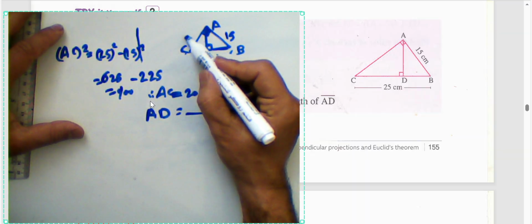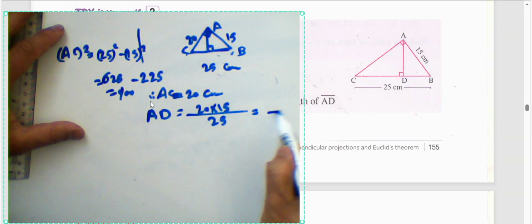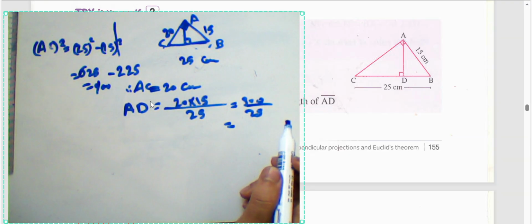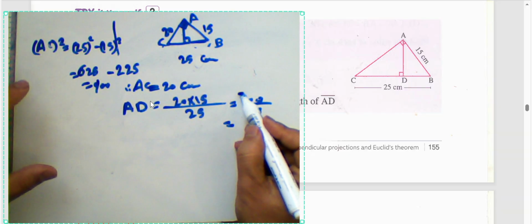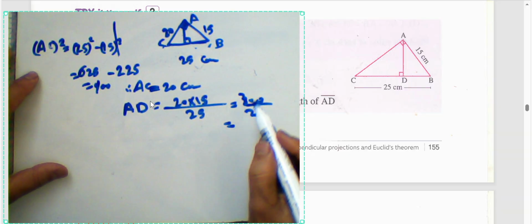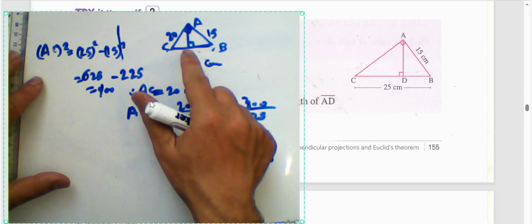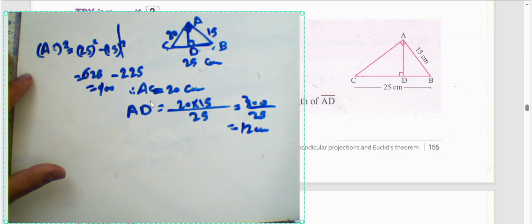We can find the length here: 20 times 15 over 25, right? That is 300 divided by 25. 100 divided by 25 is 4, times 3 equals 12. Then the result will be 12 centimeters. Then to find ED, you must multiply EC by EB divided by CB.